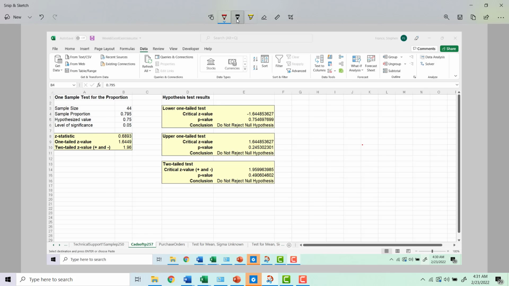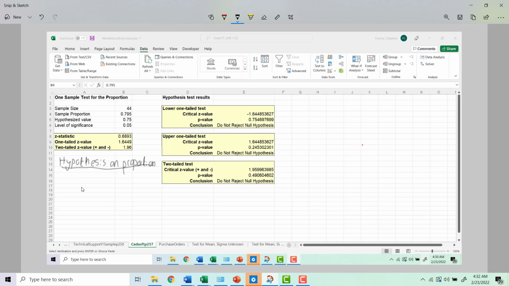And let me just choose a black pen. So we have our hypothesis, which is on a proportion. Now here we have some customer service example. And we have 4 categories of customer service. And we have a standard that 75% should be in the top 2 categories.